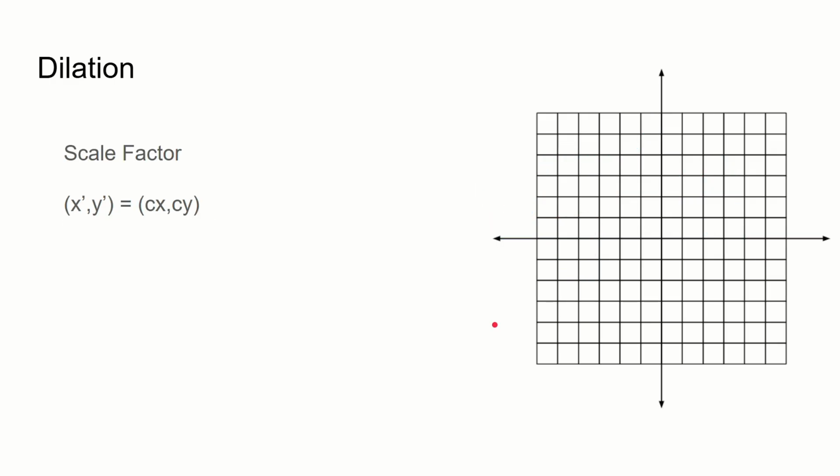Now dilation. The main effect of dilation is the scale factor. So let's say we had a point right here, (1, 2), and we want to scale it by 2. So the y value will be scaled by 2, so it goes from 2 to 4. And the x value will be scaled by 2, so it goes from 1 to 2. So we'll end up with this. If this was I, this will be I prime.